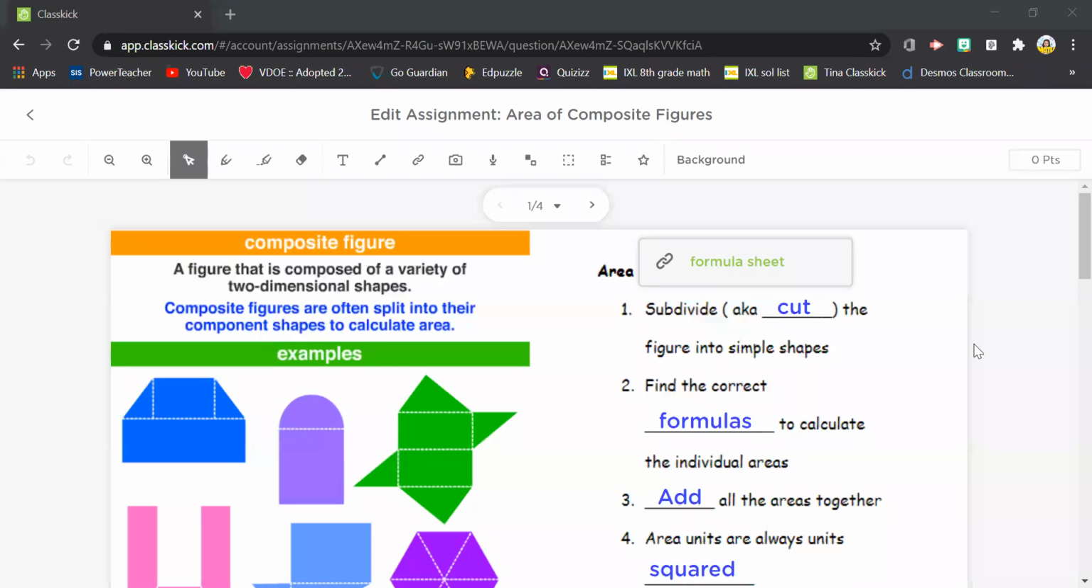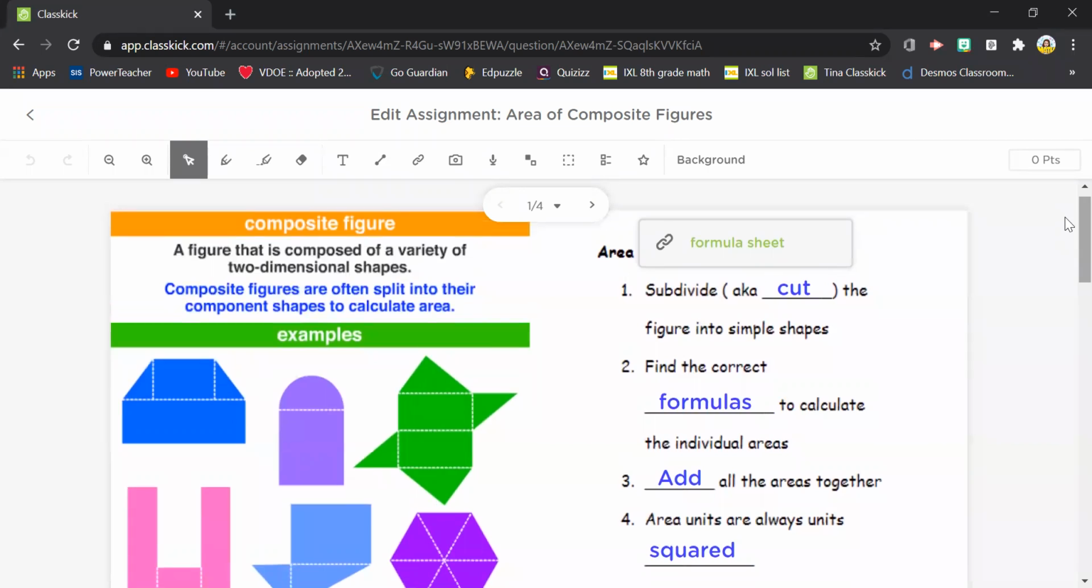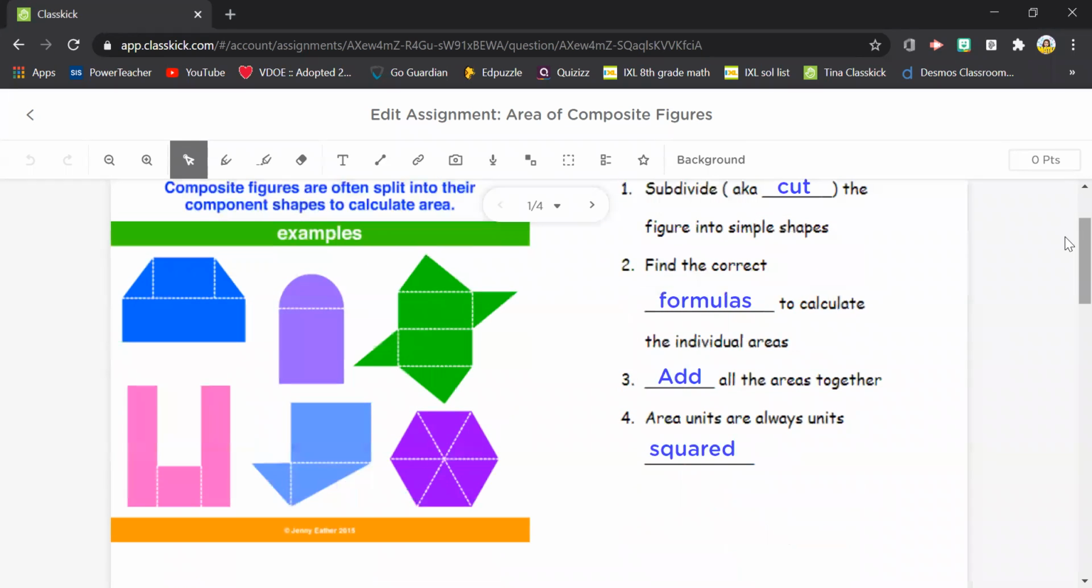Today we're going to be looking at finding the area of composite figures. A composite figure is a figure that's composed of a variety of two-dimensional shapes. Composite figures are often split into their component shapes to calculate the area. So here are a few examples.